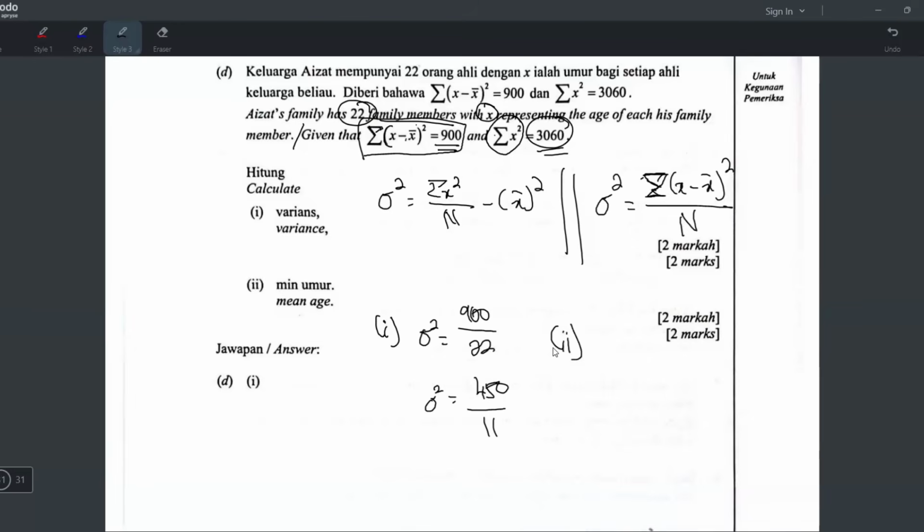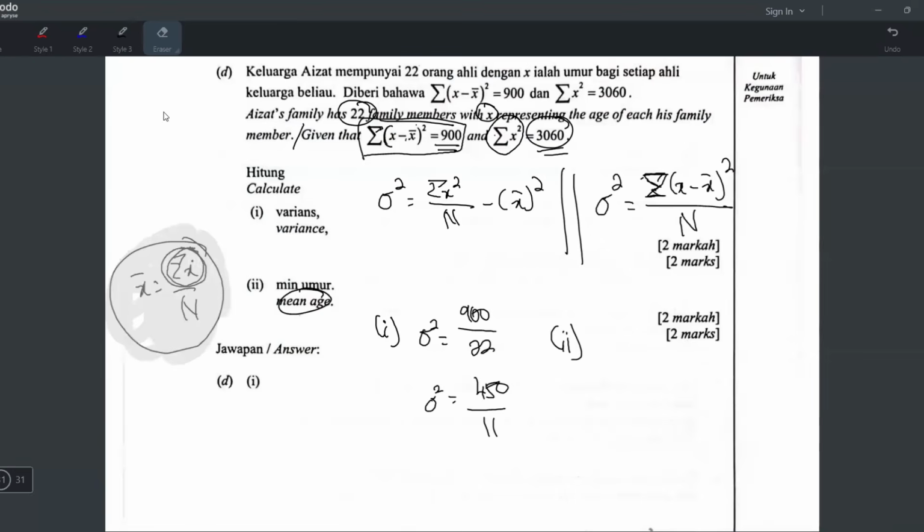Number two, they want to find the mean. We all know the mean formula is the sum of x over n. But I already told you just now, we can't do it like that because there's no method for me to find the sum of x. You cannot square root the 3060. Then how do you find the mean?